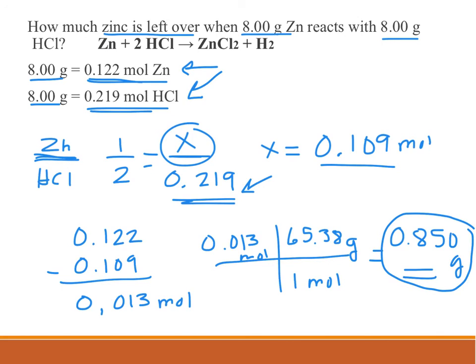So that's how you work with limiting reactants, figuring out which substance you don't have enough of, which one you're going to run out of first, doing stoichiometry, and then doing some logical thinking in figuring out what the correct answer is.